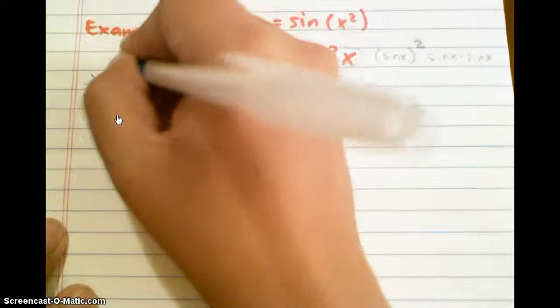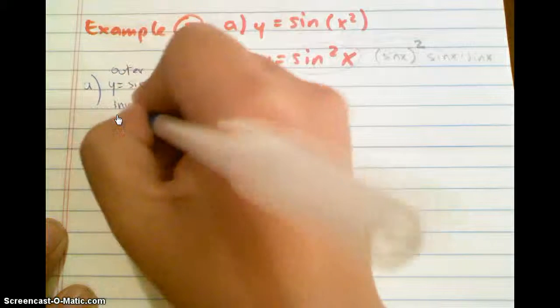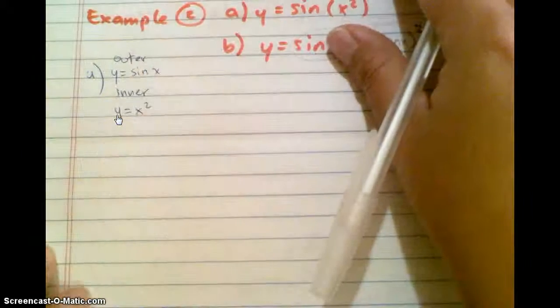Going back to the problem, part A, the outer function is sine. And the inner function is x squared. So as long as that's clear, chain rule is a piece of cake.